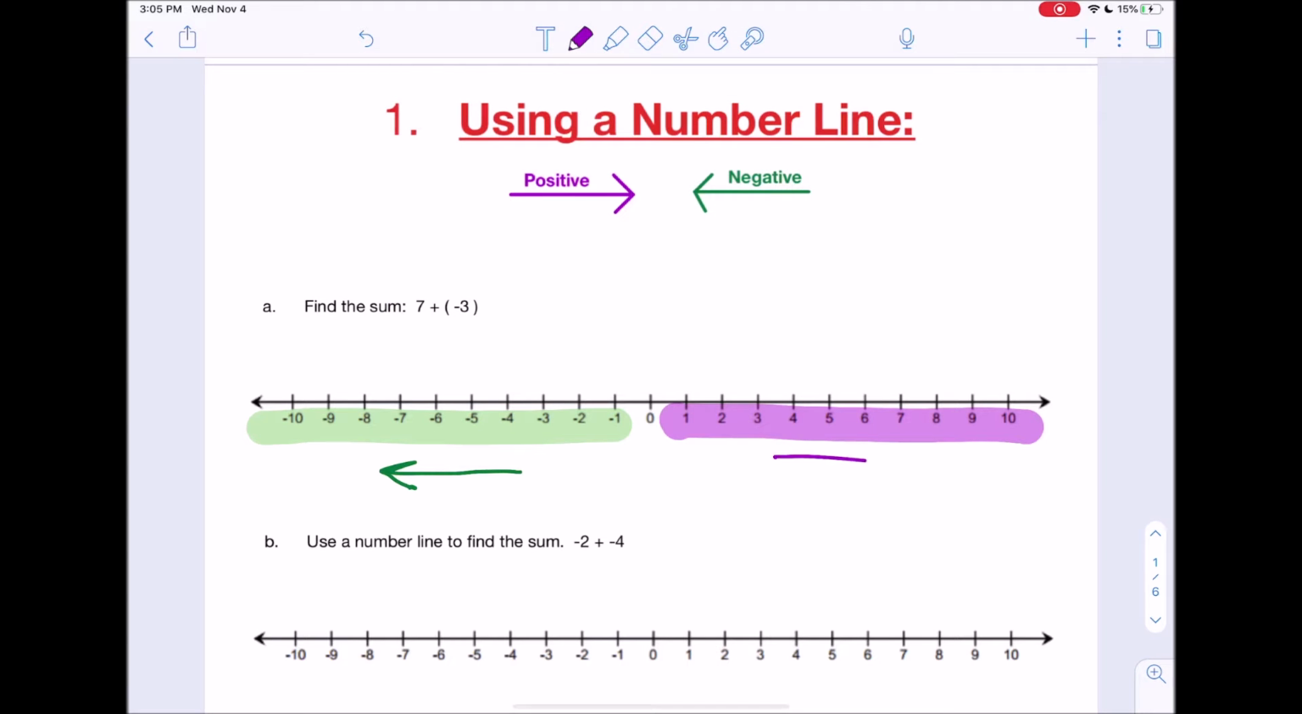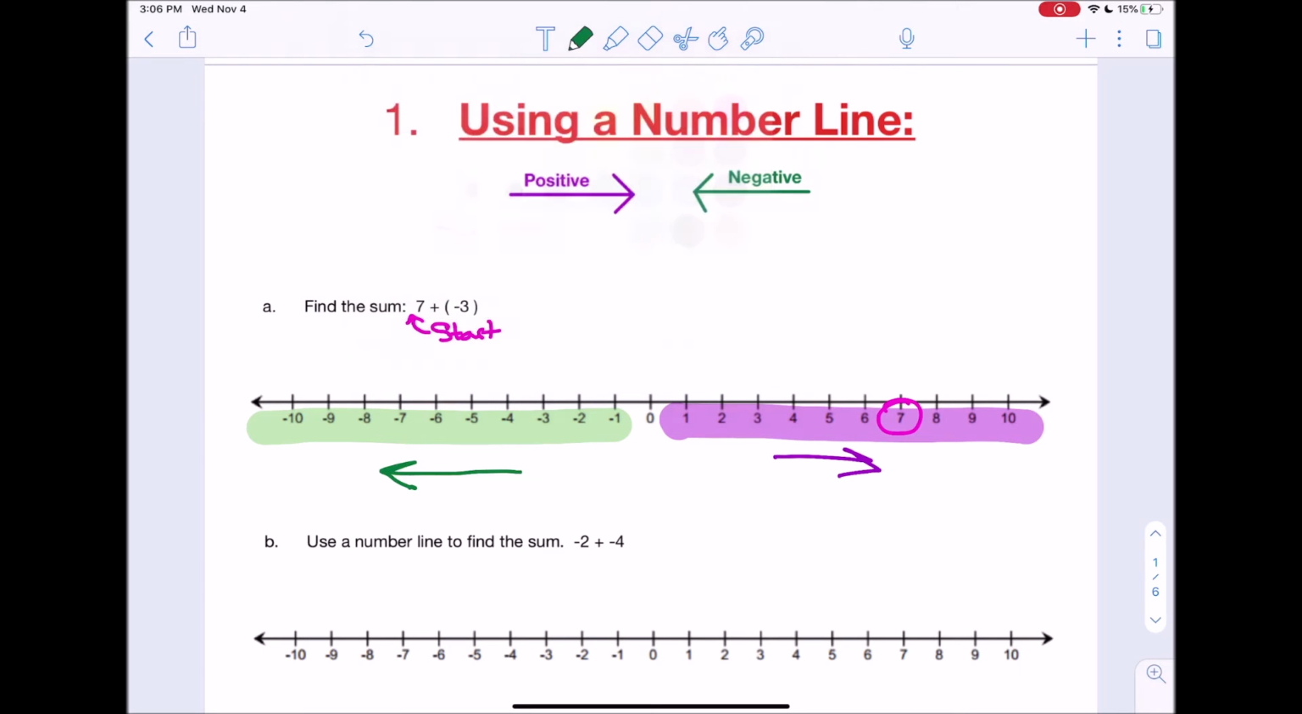Okay, so that's how I got the directions for my arrows. That's how I know which way to go. Okay, the negatives start at the left of the 0 and keep going left, and the positive numbers start at the right of the 0 and they keep going right. Okay, so for this problem, what you do is you find your starting point. So our first number is 7, so that's where we're going to begin. So find positive 7 on your number line.